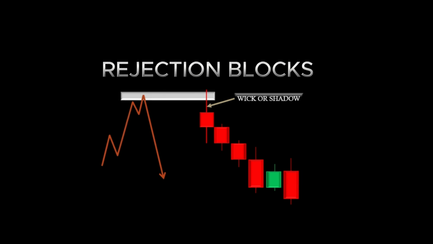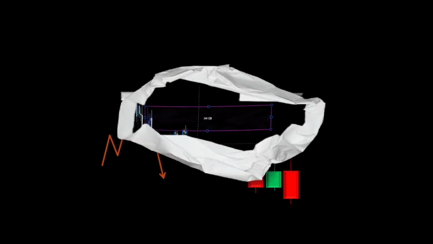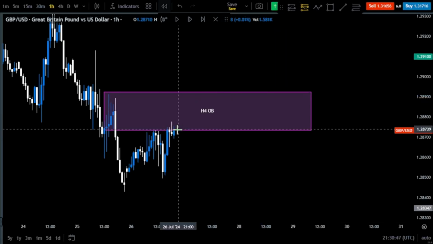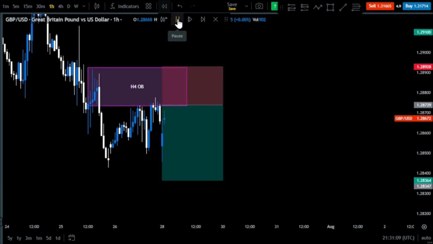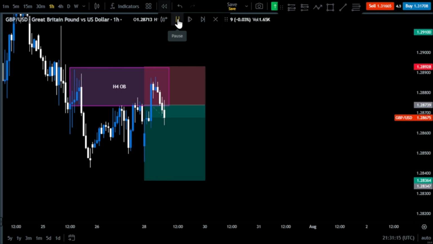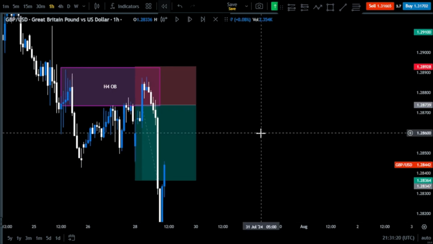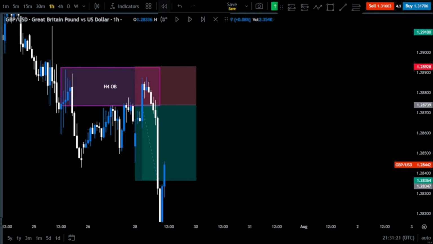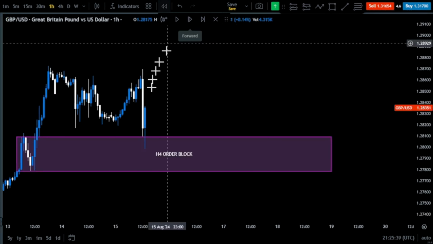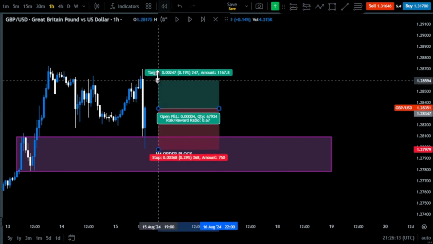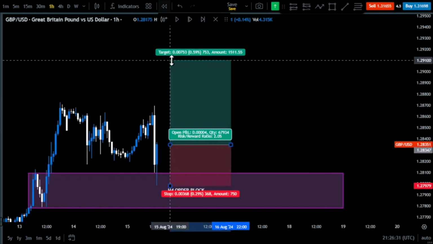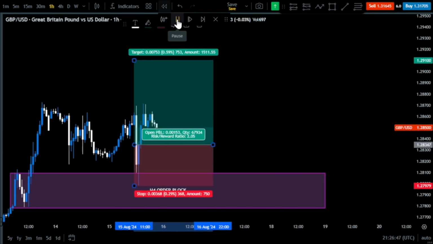Trading rejection blocks involves entering a trade in the direction of the rejection. For example, if the market rejects a higher price level, you might look to go short, anticipating a reversal. It's like reading the market's mood. When it says no, you act accordingly. This strategy works well in overextended markets where the price is likely to pull back. On the other hand, if the price rejects a support level, forming a rejection block, you could enter a long trade, anticipating a bounce. This is particularly effective in markets that are oversold and ready for a reversal.